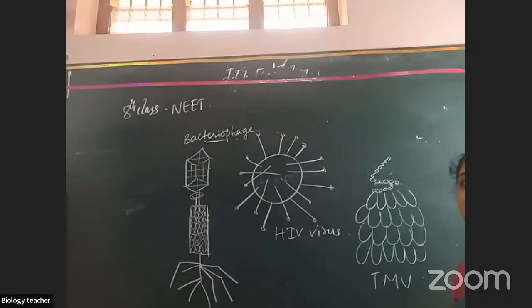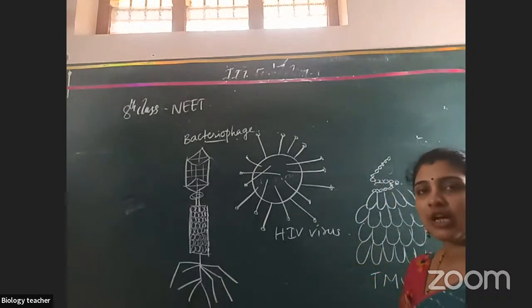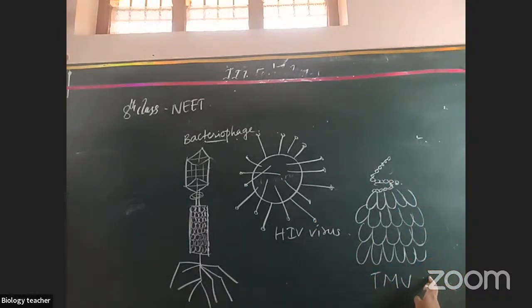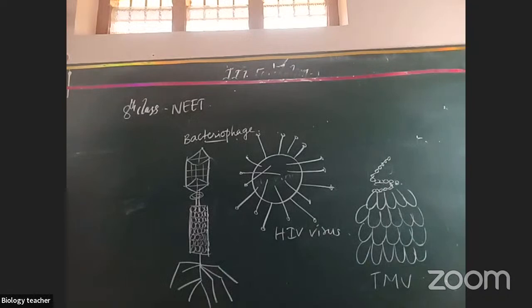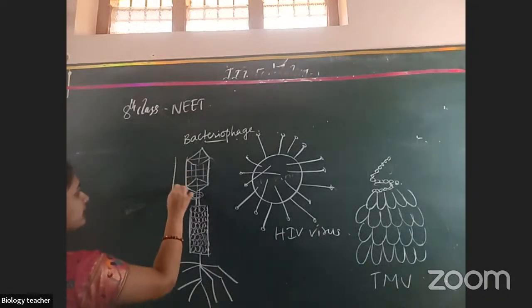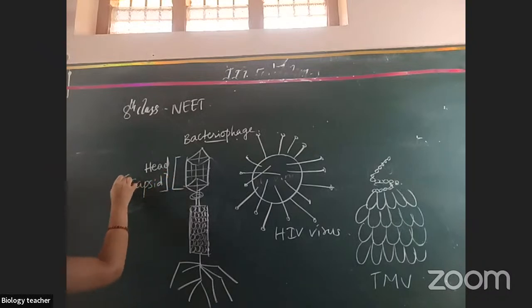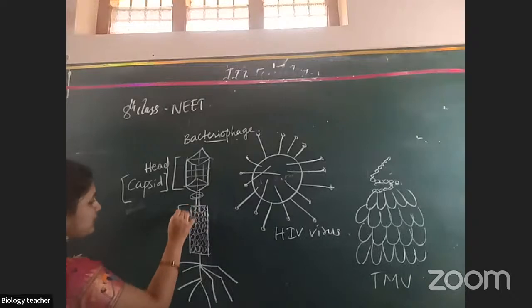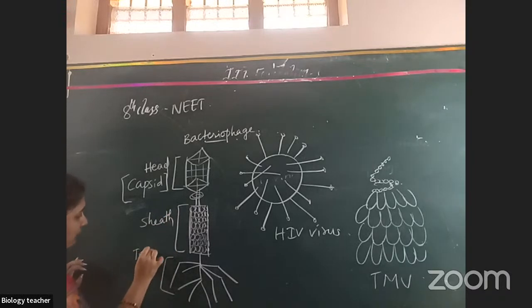TMV, tobacco mosaic virus. This is a bacteriophage. This is HIV virus, it is similar to coronavirus also. And this is tobacco mosaic virus. If you observe this bacteriophage, this is known as the head, which is known as the capsid. And this is known as the sheath. And these are known as tail fibers.